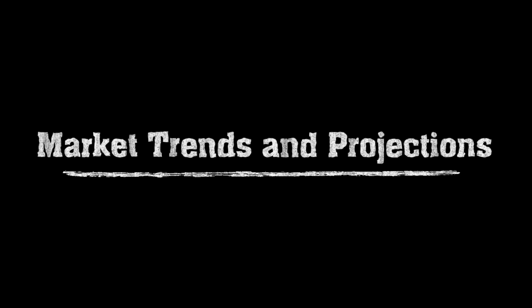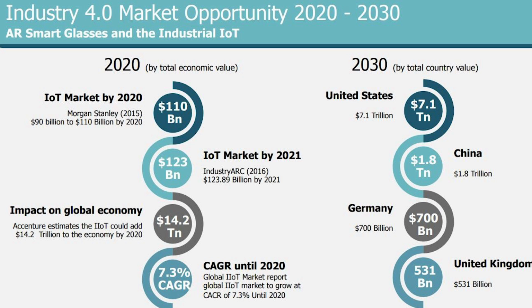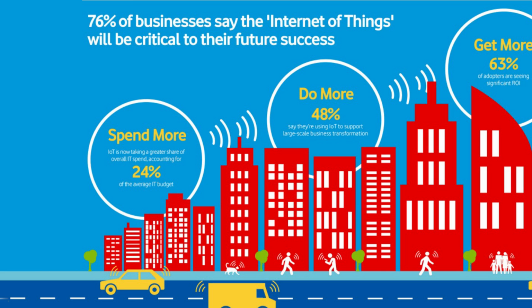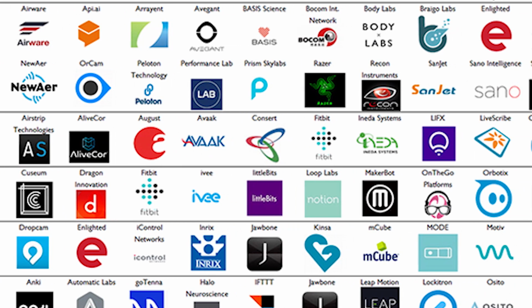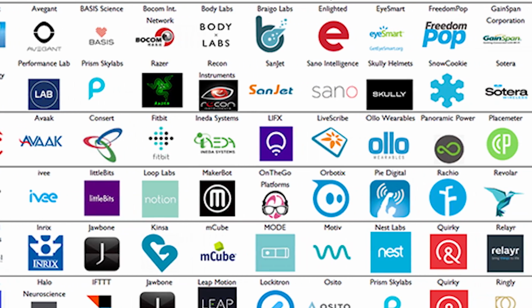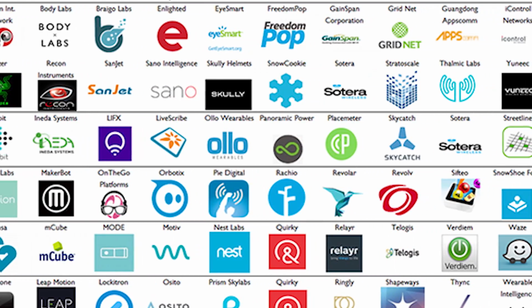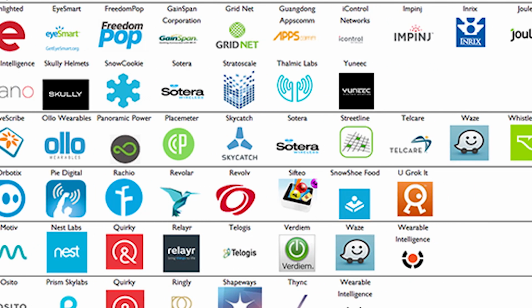Market trends and projections. The Internet of Things IoT market is highly competitive owing to the presence of many large and small players in the market operating in the domestic as well as in the international market. The market appears to be fragmented due to the presence of many technological giants in the market.